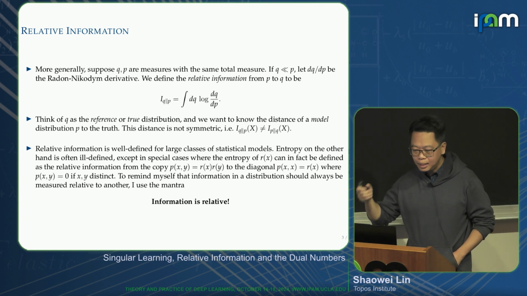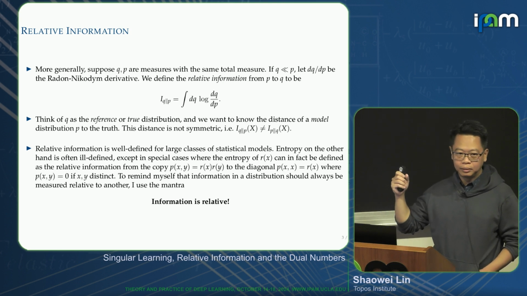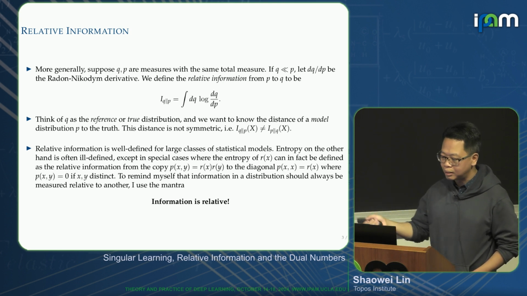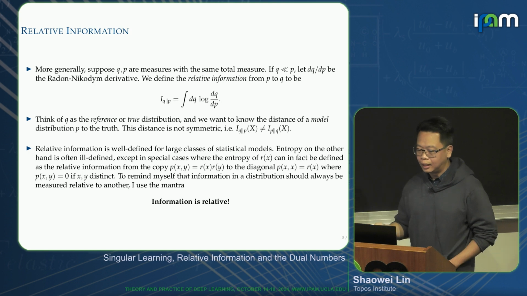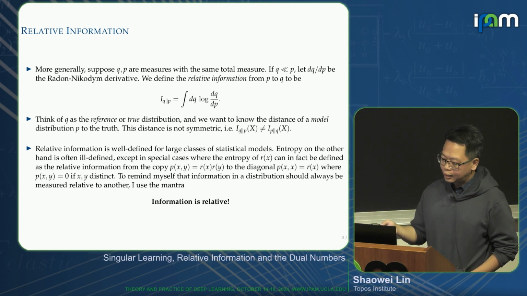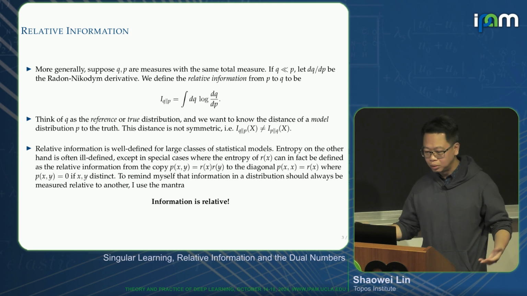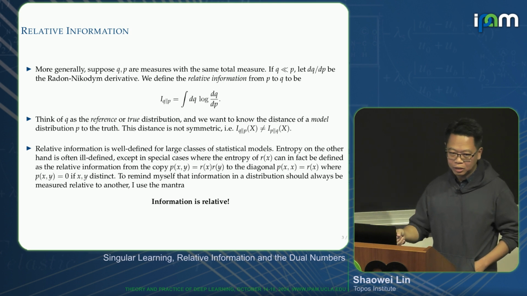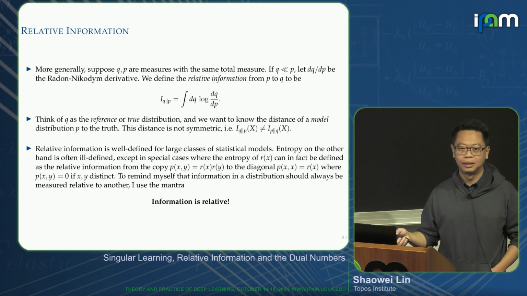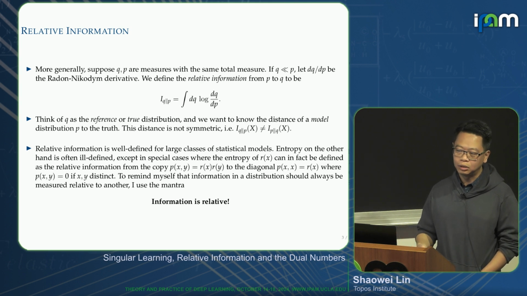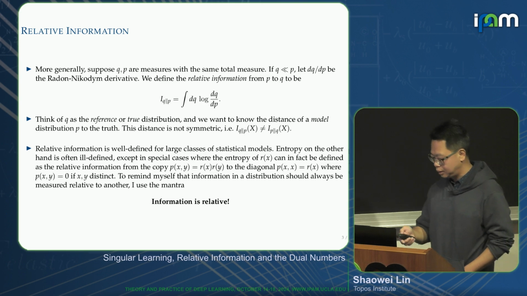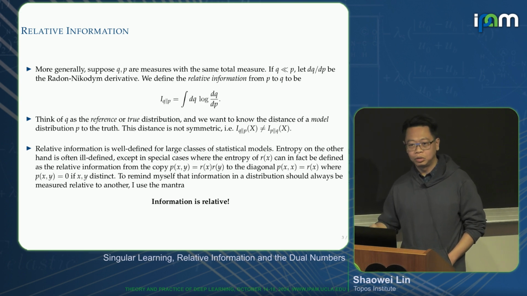So I prefer to think of relative entropy as being more fundamental than entropy itself. And to remind me that information in a distribution should always be measured relative to another distribution Q, I always have this mantra in my head that information is relative. When you're talking about information, you should always ask yourself what you're comparing your model or your distribution to.